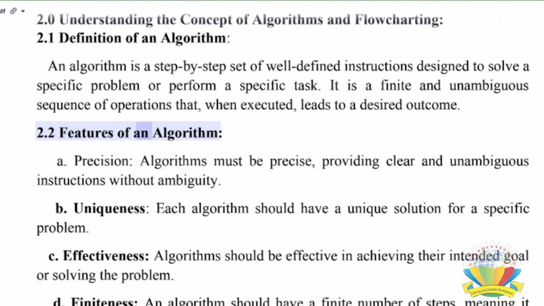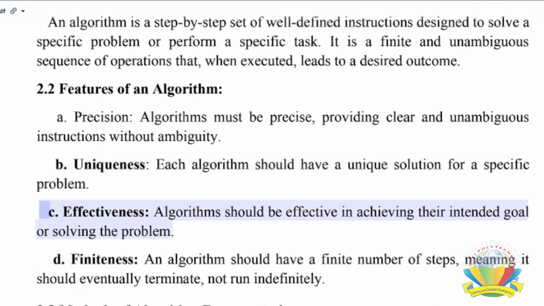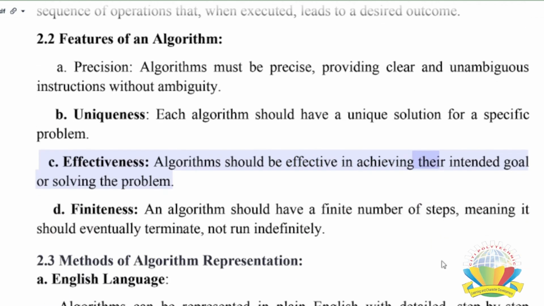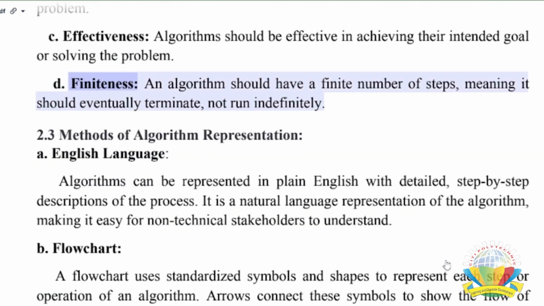2.2 Features of an algorithm. A. Precision. Algorithms must be precise, providing clear and unambiguous instructions. B. Uniqueness. Each algorithm should have a unique solution for a specific problem. C. Effectiveness. Algorithms should be effective in achieving their intended goal or solving the problem. D. Finiteness. An algorithm should have a finite number of steps, meaning it should eventually terminate, not run indefinitely.